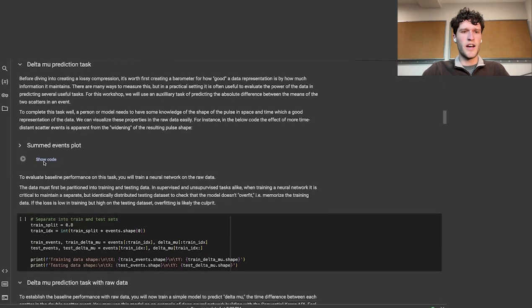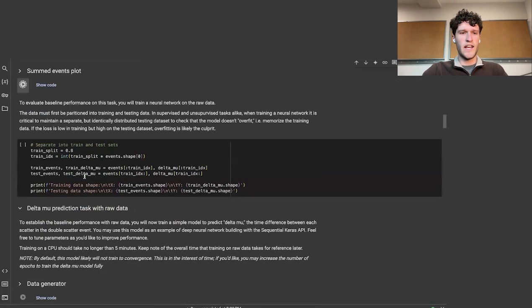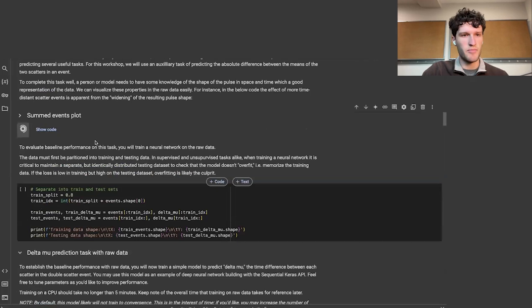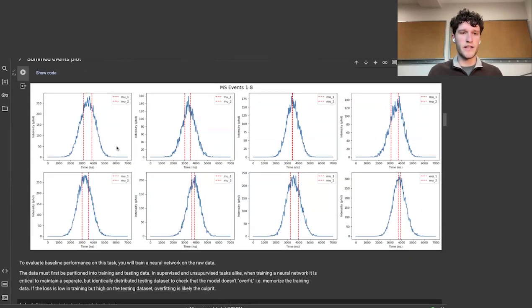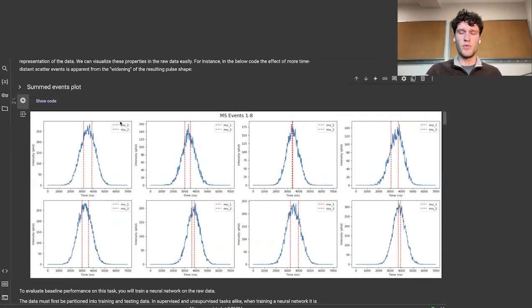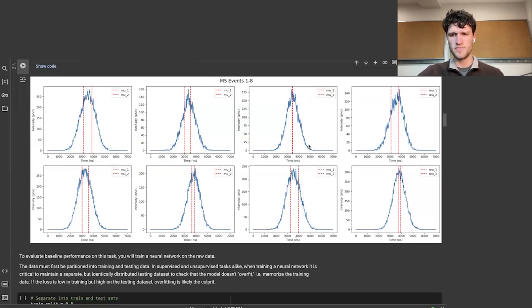So we can go ahead and plot this summed events plot, which is going to show a little bit better what we're trying to predict here. Basically, again, we have two scatters that are occurring in this chamber, and both of them look vaguely Gaussian, and we want to figure out what is the difference in time, or the Gaussian centers, really, between these two events, which is denoted by these red lines.